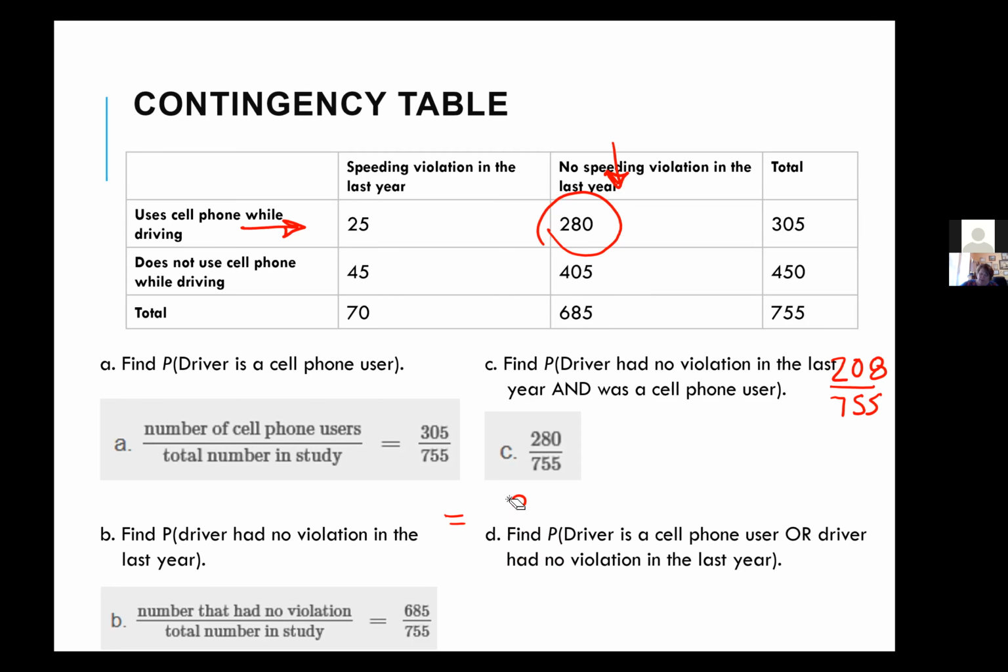What's the probability that a driver is a cell phone user or had no violation? So the "or" type probability means that we're going to use the formula for the or. So that would be the probability that they had a cell phone or no violation. So that's the probability that they use a cell phone plus the probability that they didn't have a violation minus the probability that both happened, C and N.